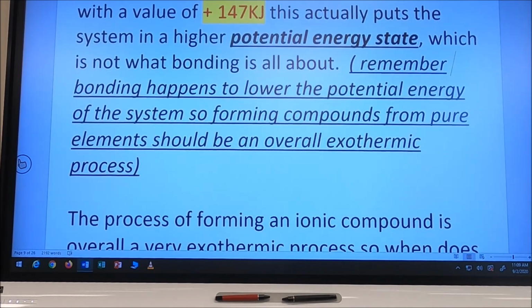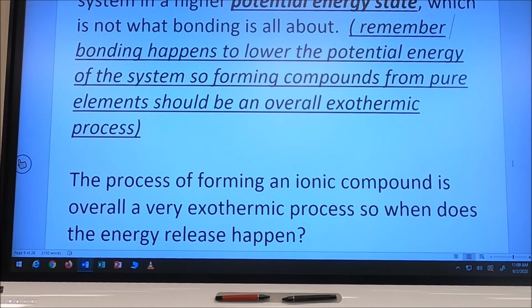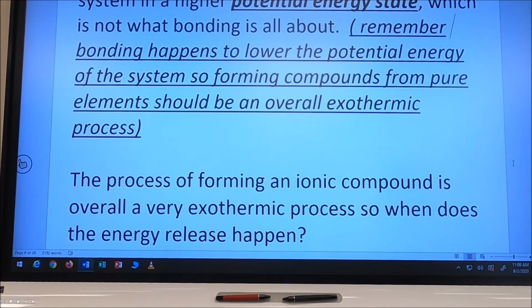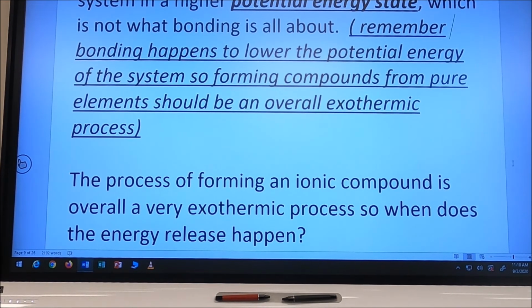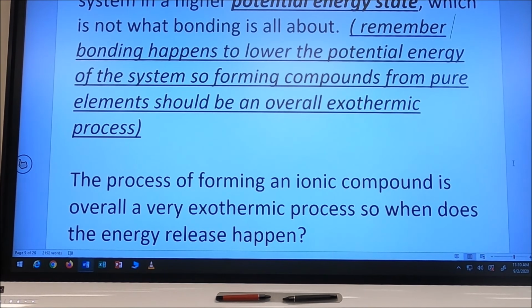Okay? This means that the potential energy of the system is now higher than the individual atoms by themselves when I have formed the ions in the gas phase. The whole purpose behind bonding is to lower the potential energy of the system. So, bonding happens to lower the potential energy of the system. Right now, we've upped the potential energy of the system. So there's got to be something else going on or we wouldn't have ionic compounds. The overall process of forming ionic compounds is actually very exothermic.